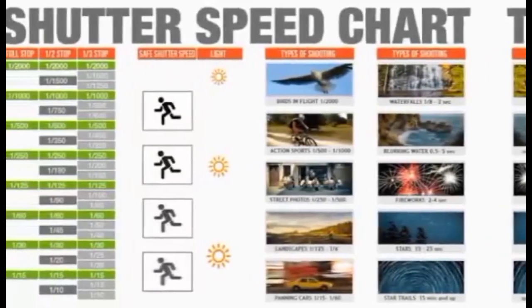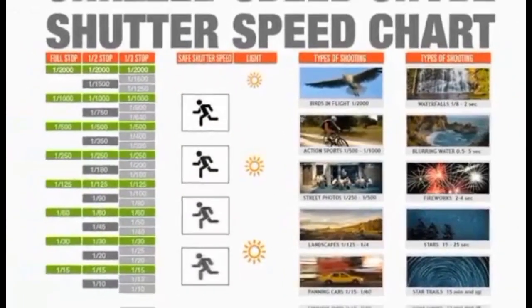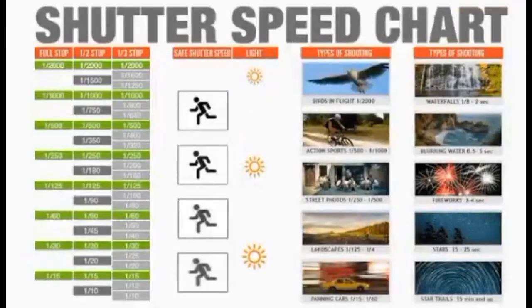For example, when the shutter speed is fast, it freezes the action, but when the shutter speed is slow, you will start seeing blur and movement in your image. If your image is blurry, it's because your shutter is too slow.